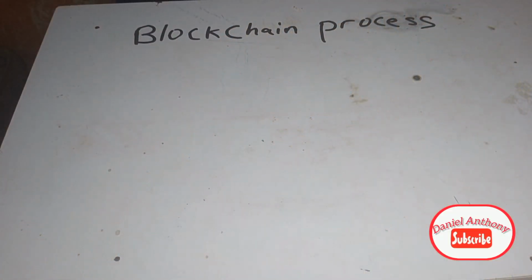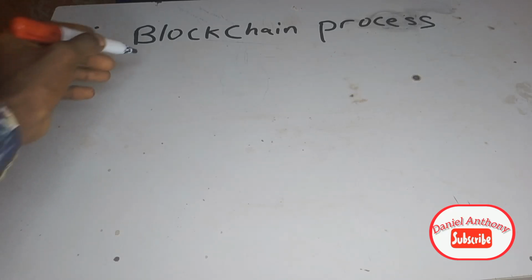I know this explanation or definition might sound confusing to you. That's why I have this marker right here. I want to simplify the explanation of how the blockchain process works with this marker and a plain board. Okay, so right here on my plain board, let me quickly explain the blockchain process.